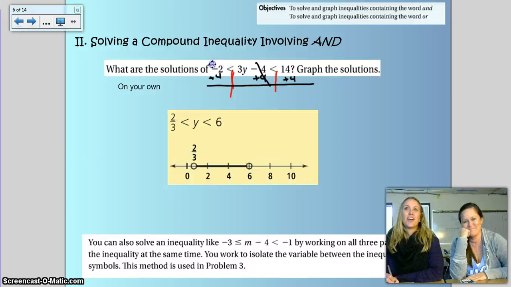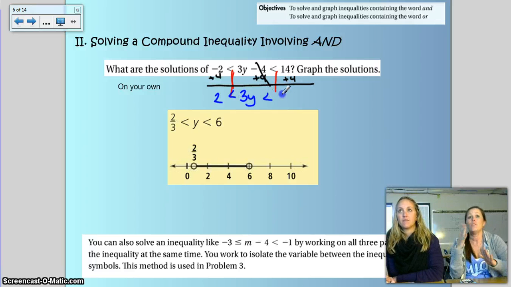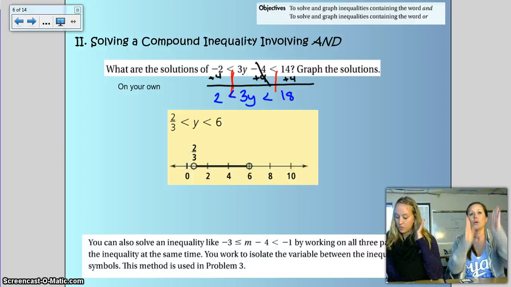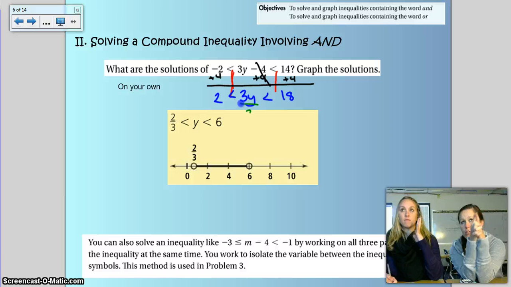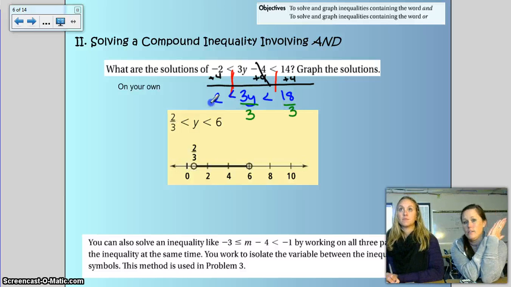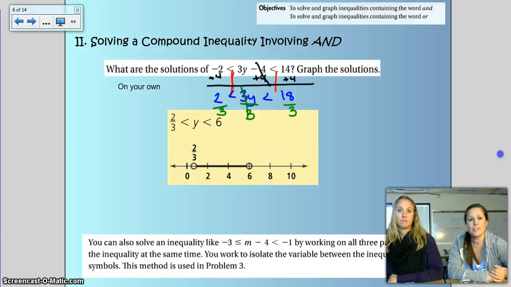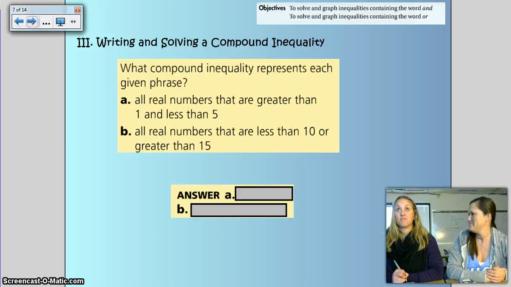Okay, -2 plus 4, 2, is less than 3y, which is less than 18. Now, some of you may have stopped here and been like, I don't know what to do. It's okay. Do the same thing we've always done. What do you have to do to get rid of the 3 on the y? Divide by the 3. So then we have 2/3 is less than y is less than 6. Notice how on the number line, they just made it in whole number increments, and they just estimated where this open circle goes. No big deal. Done. You still happy? Very.